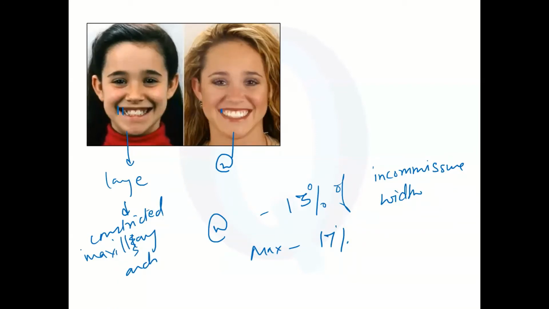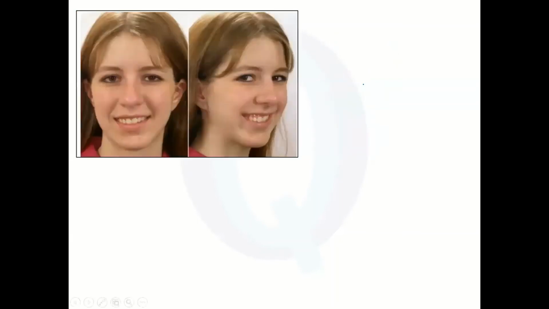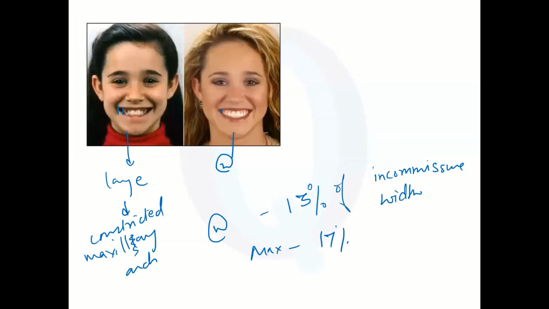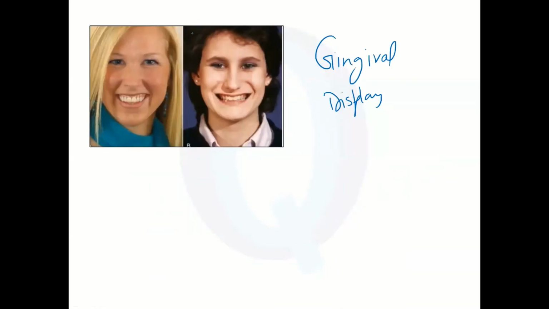Okay. Next, what is the next? Here buccal corridor is also a problem. Apart from that, it is gingival display. These diagrams are taken from Profit. These are different patients.